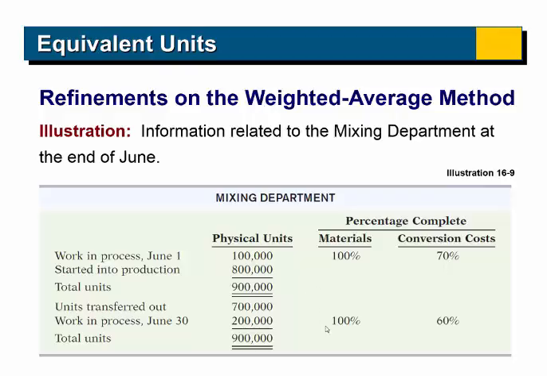And at the end of the month, we are leaving 200,000 units, and they are only converted 60% of the way. So we're going to utilize this information to come up with how far our number needs to go as far as equivalent units.